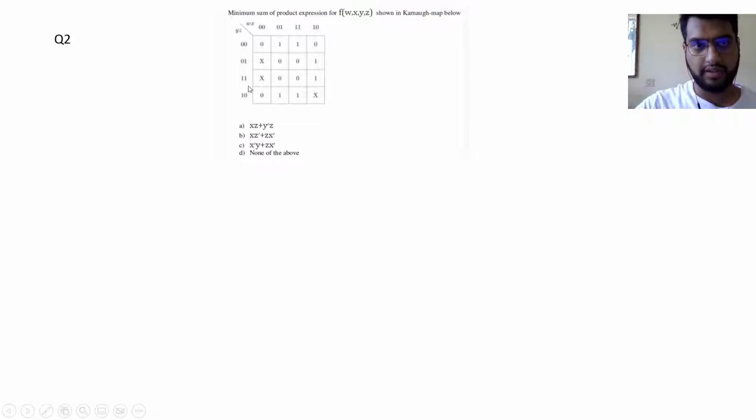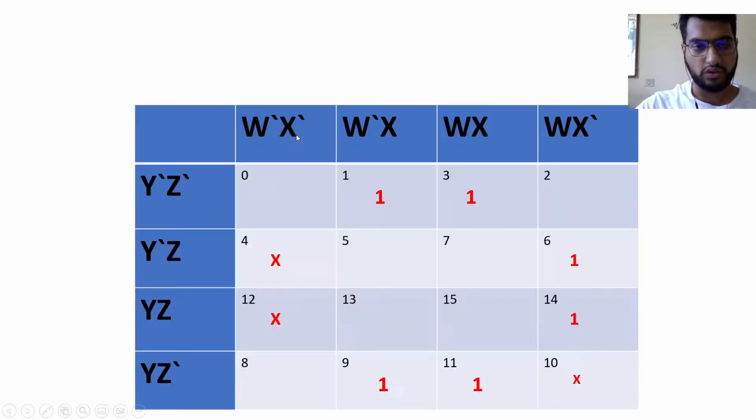So here we have in this Karnaugh map some of the min terms are 1 and don't care conditions are also given here. So we are asked to find the minimum expression in SOP form. So we'll again be using a 4 variable K-map to find the answer. Let me just show you again this 4 variable K-map.